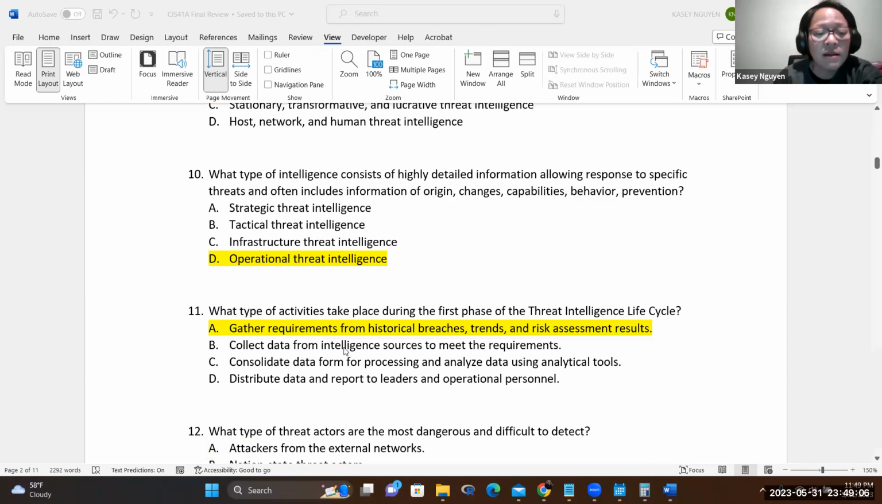Number 11, what type of activities take place during the first phase of the threat intelligence lifecycle? And we want to select A. The first step is to gather requirements from breaches, trends, risk assessment results. And we want to go back and look at what had happened in the past. And so that way we can understand what's needed to be implemented for the future. And that is the first step in the threat intelligence lifecycle.